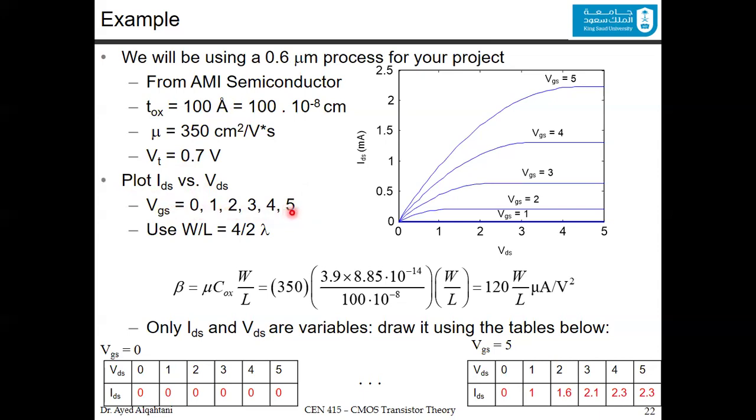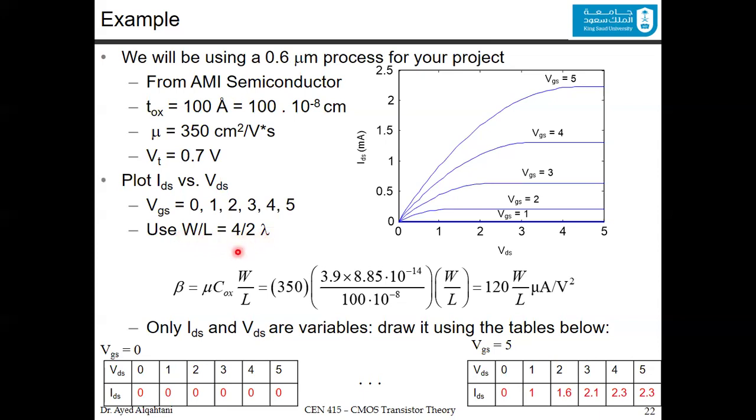Now, if I said plot the IDS versus the VDS for VGS equal to 0, 1, 2, 3, 4, and also 5, you can draw it by first assuming that the W divided by L is equal, let's say, 4 divided by 2 lambda for the NMOS, which was the conclusion that we reached in the last slide in the previous video.